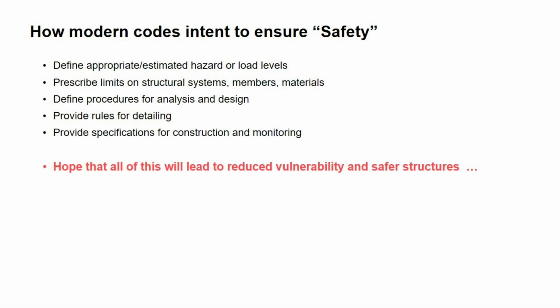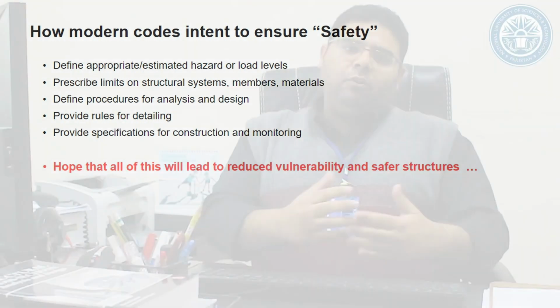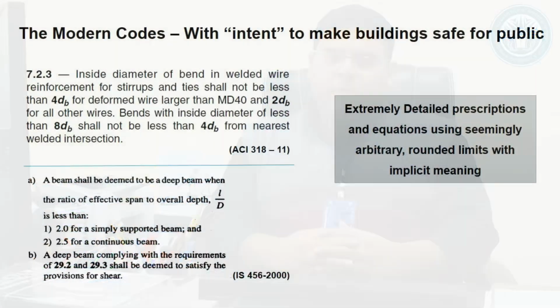Instead of explicitly approaching the problem of structural design or behavior, these building codes implicitly ensure building safety through different safety clauses or provisions, different checks and empirical expressions. These codes are primarily prescriptive in nature. They are cookbook type procedures.